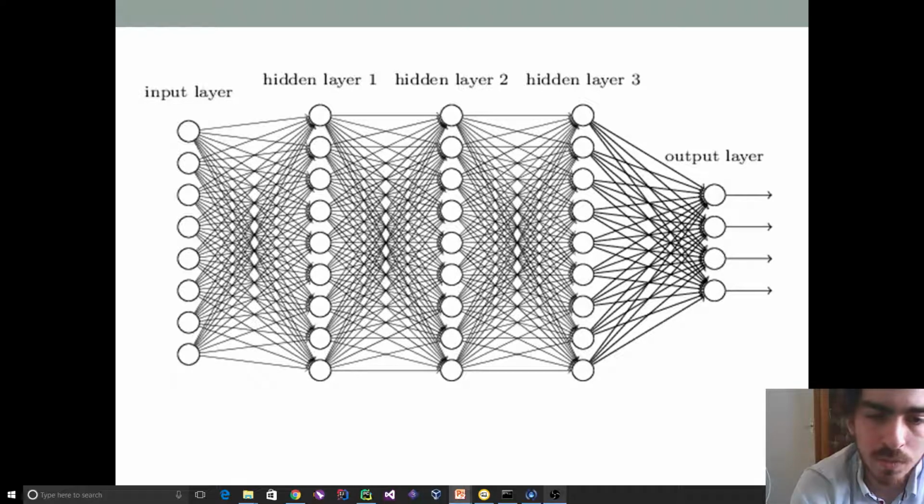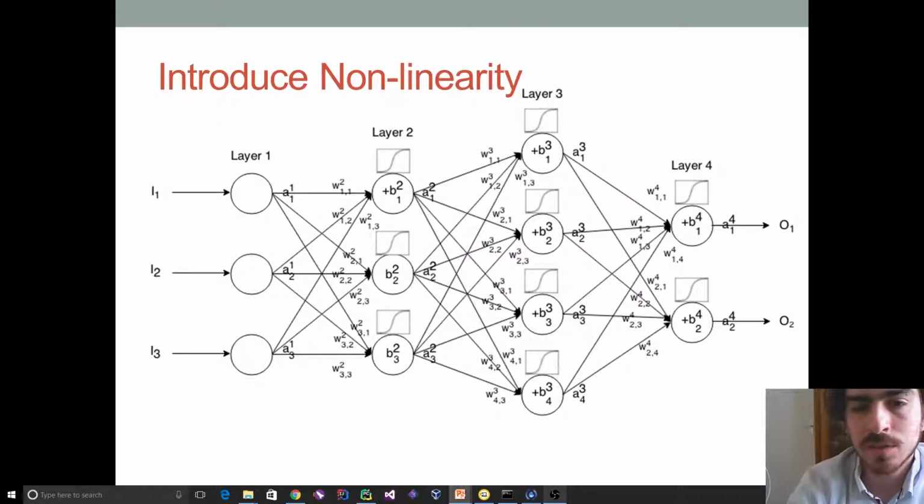So the question is, what's happening? Why do we add these hidden layers? The reason that we do that is because in the hidden layers, we introduce some nonlinearities into our model. And that makes the network capable of extracting a more complex mathematical relationship between the input layer and the output layer, which is essentially what we want to do.